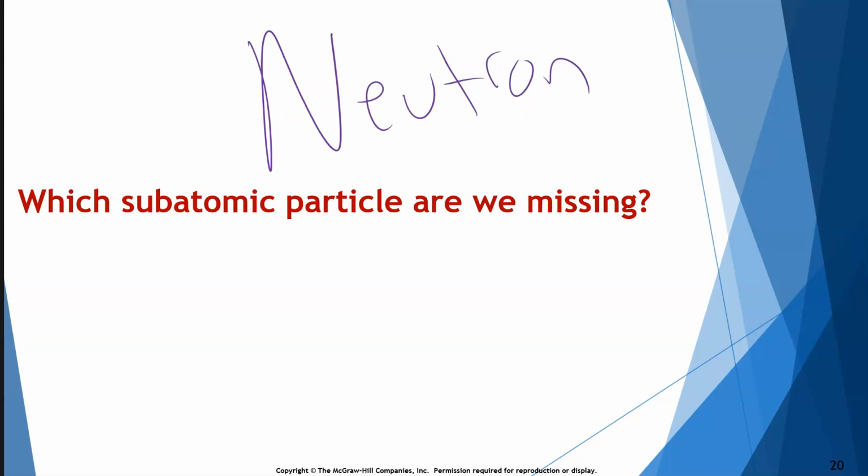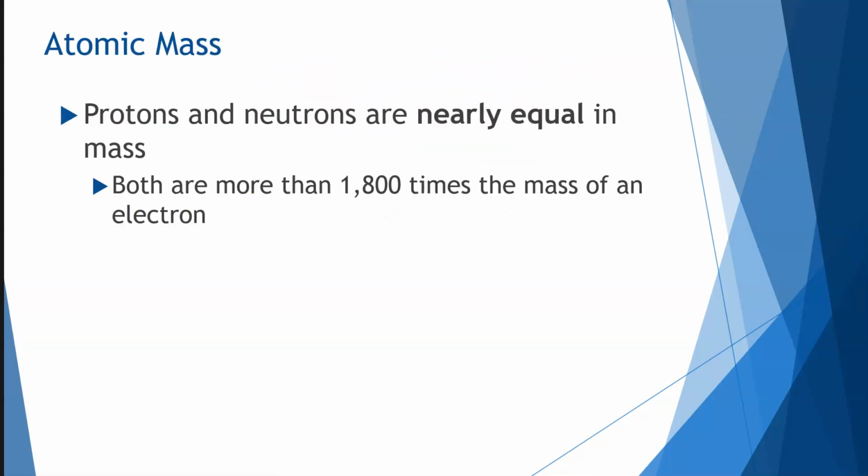Neutron. So let's talk about that neutron. Atomic mass is where the neutron comes into play. That is because protons and neutrons are just about equal in how much they weigh. So if you weigh protons and neutrons, they're pretty heavy.